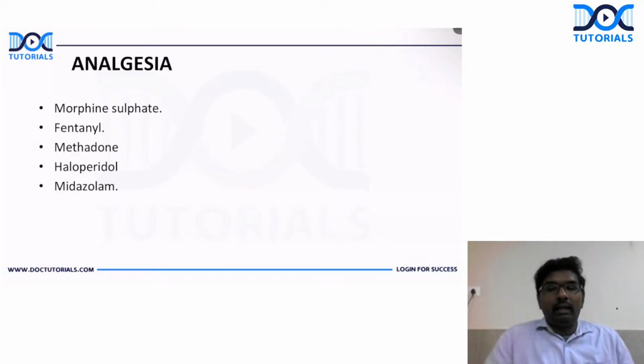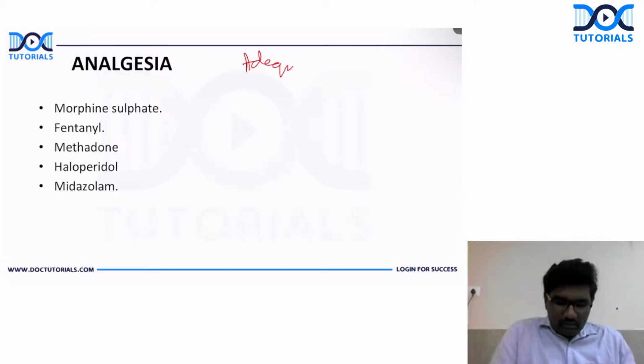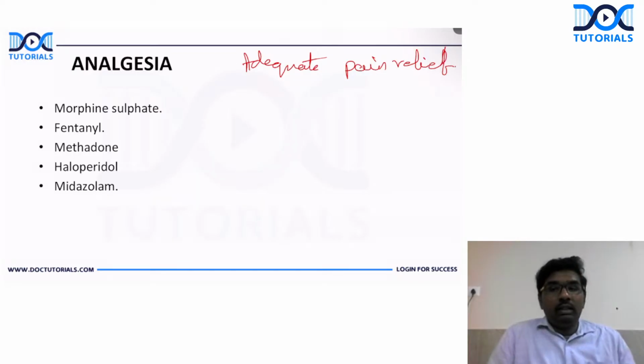Next is the analgesia. We have to provide the patient with adequate analgesia. Adequate pain relief following the burns is a must. And this is achieved by either morphine sulfate or a fentanyl infusion or a methadone, haloperidol or midazolam. And these are all sedative drugs. These drugs are used for providing adequate analgesia for this patient.